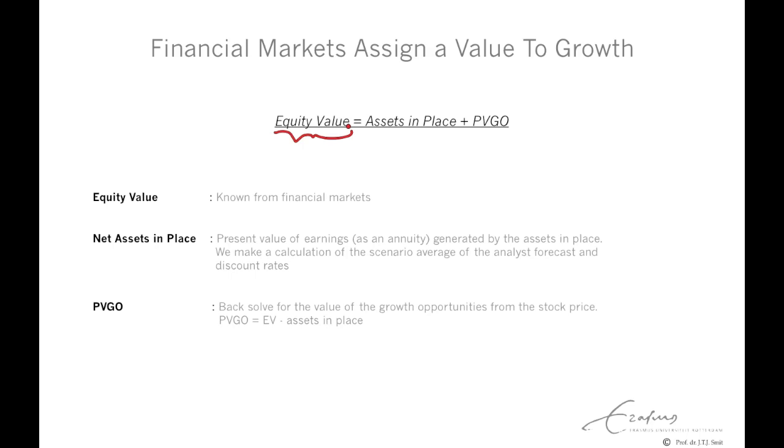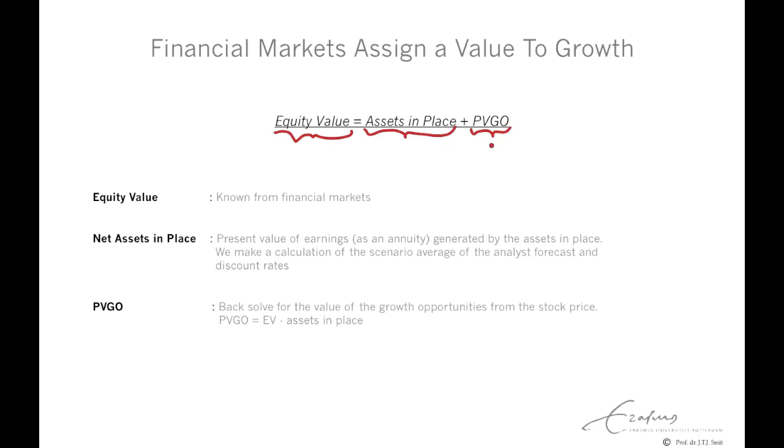One component is based on the historic investments of the company, or the assets that are currently in place. The other component is what the firm is going to do in the future, and that reflects the present value of the growth opportunities.